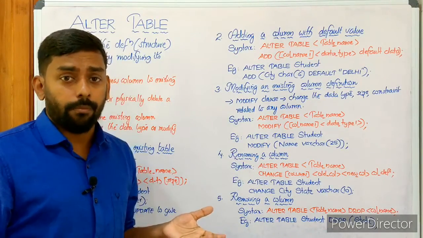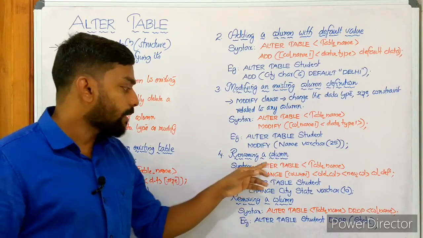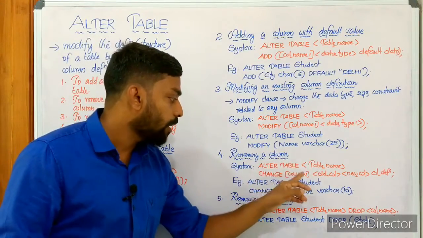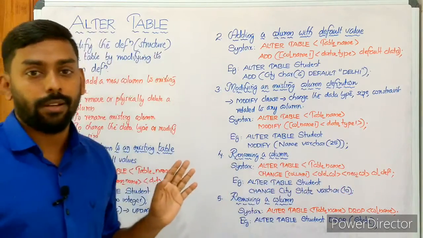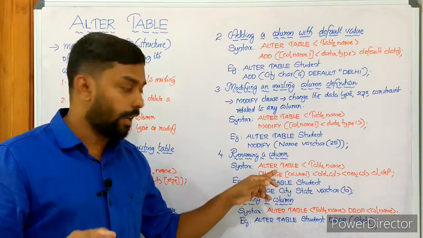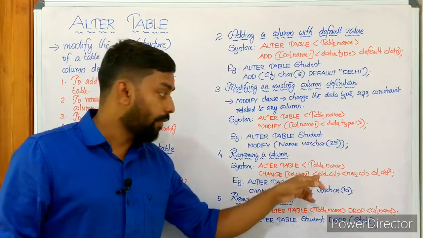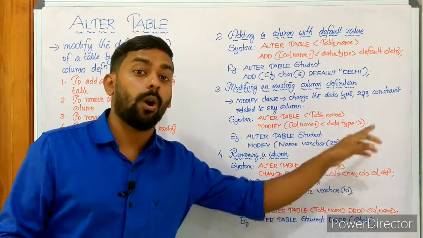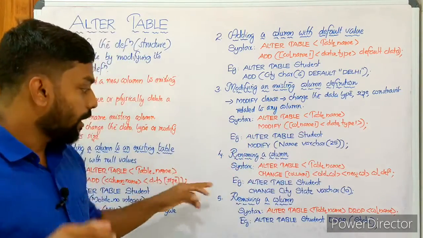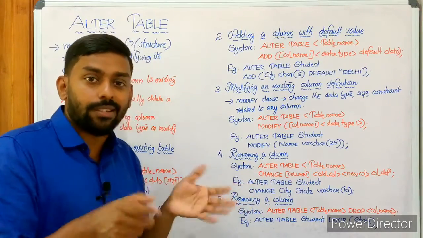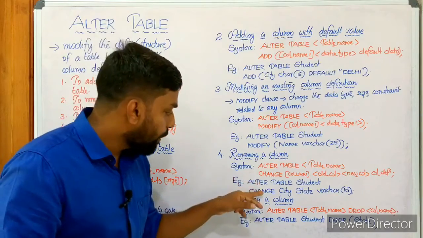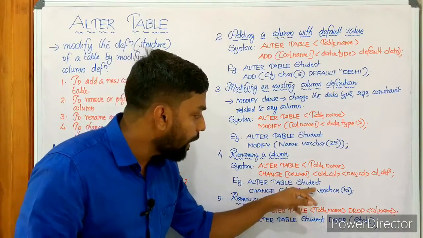We can rename a column, right? The syntax is alter table, table name, change column, old column, new column, column definition. Change is a clause. We give the old column, the new column, then the column definition. We have an example: alter table student. All these commands start with alter table student. Then change city state varchar 10.